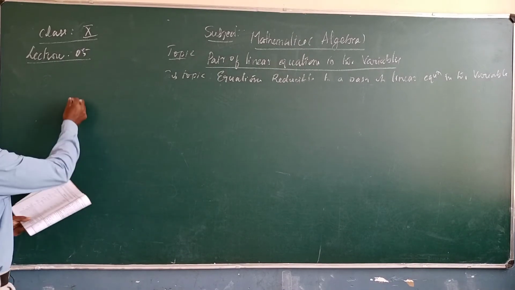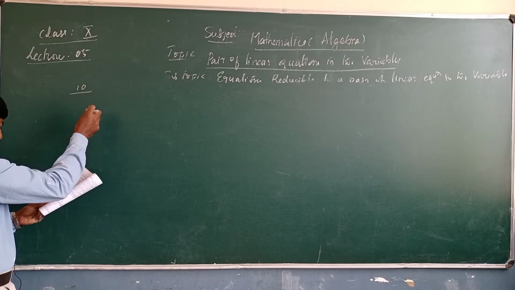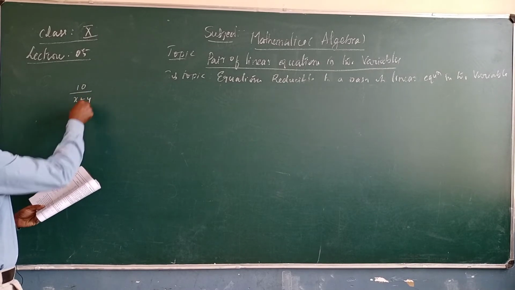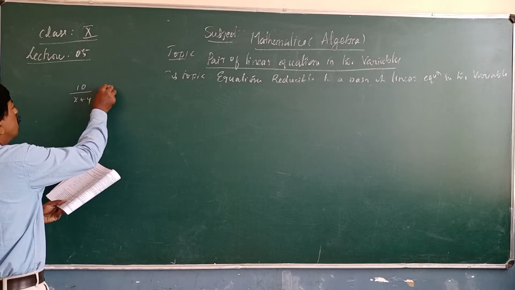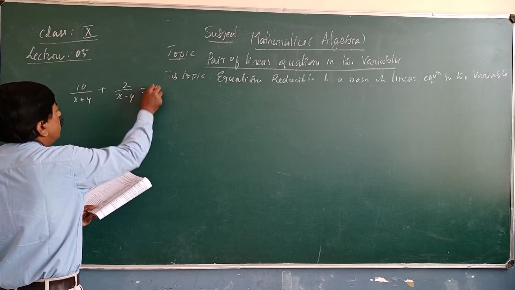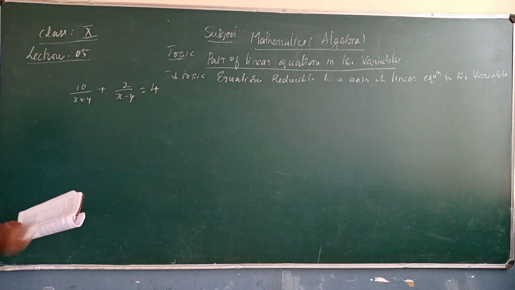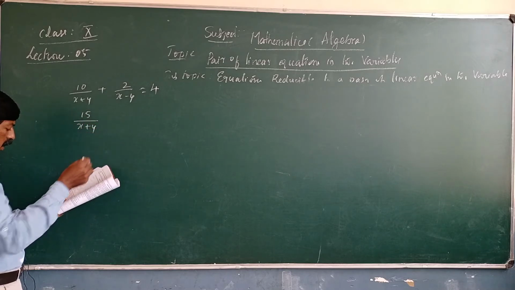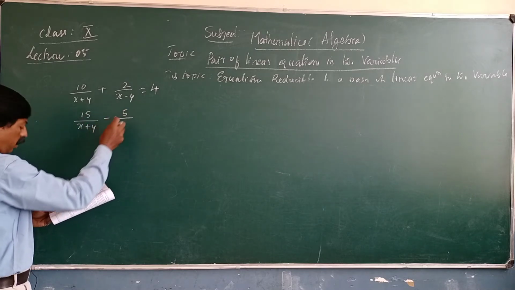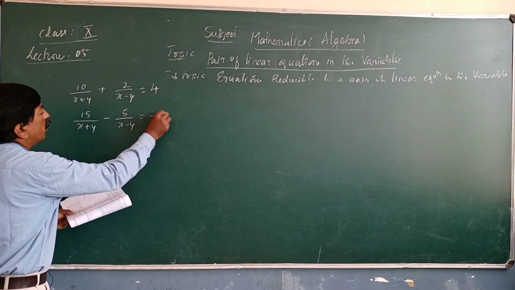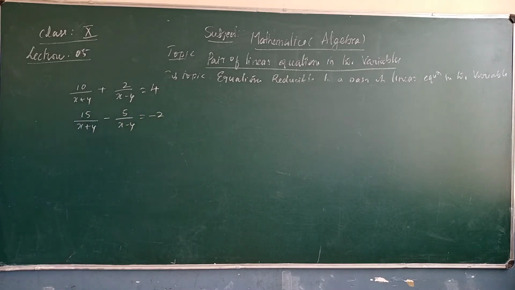Very interesting one. 10 divided by x plus y plus 2 divided by x minus y is equal to 4, and 15 divided by x plus y minus 5 divided by x minus y is equal to minus 2. Now simplify these two equations.